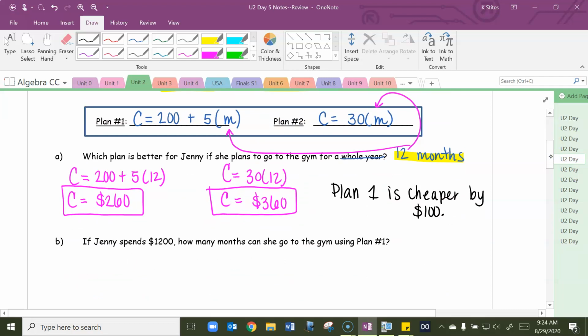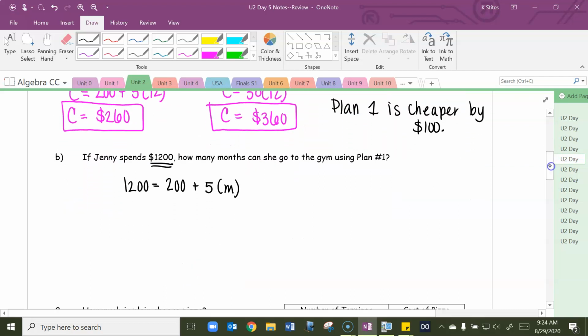If Jenny spends $1,200, how many months can she go to the gym using plan number 1? Well, plan number 1 is this one right here, and $1,200 is a cost. So let's plug $1,200 in for C. And now we'll have to work backwards to solve this.